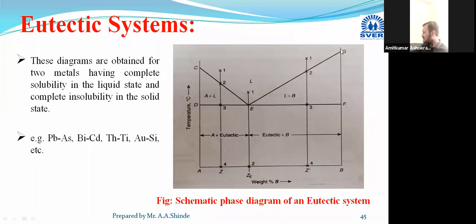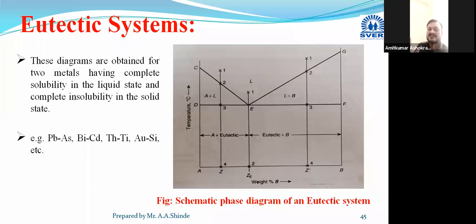The CEG is the liquidus line. Above this line, the alloy is in liquid phase only, and in between, in this region, here and here, the alloy is in liquid plus solid state. The alloy is in liquid plus solid state. So this you have to remember.